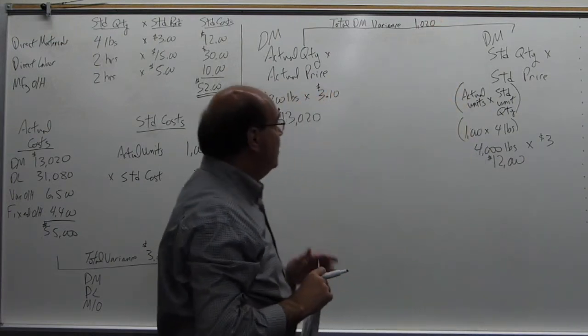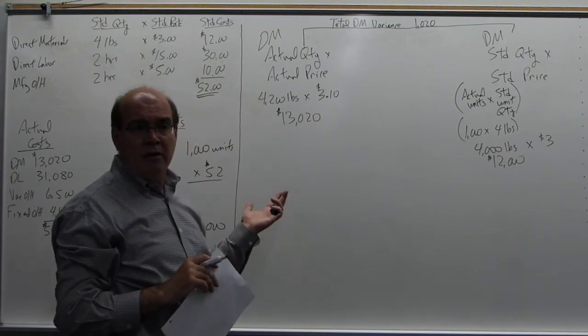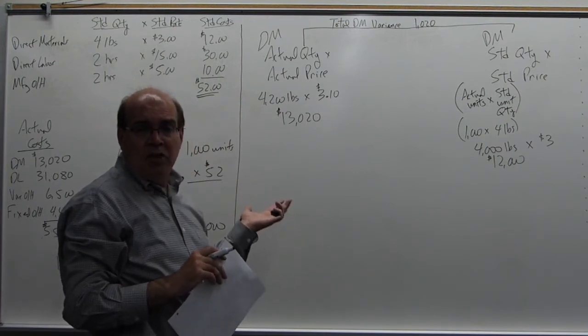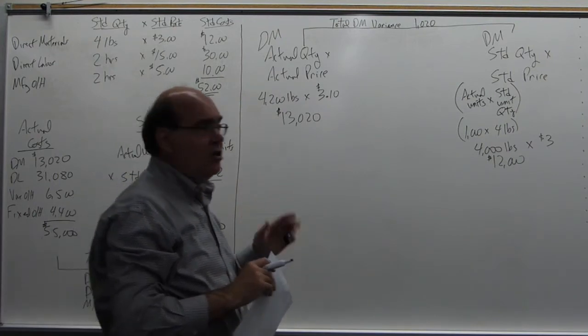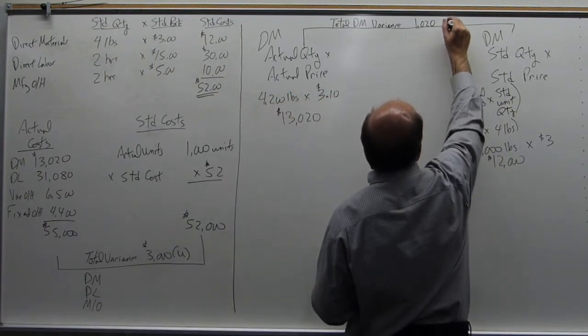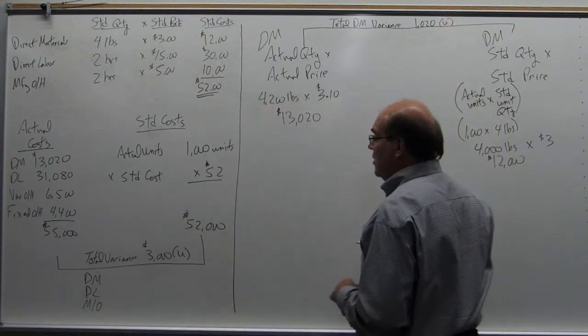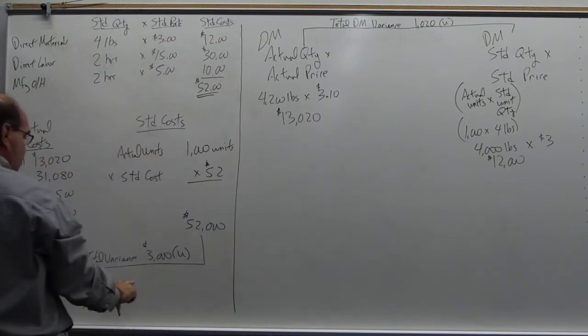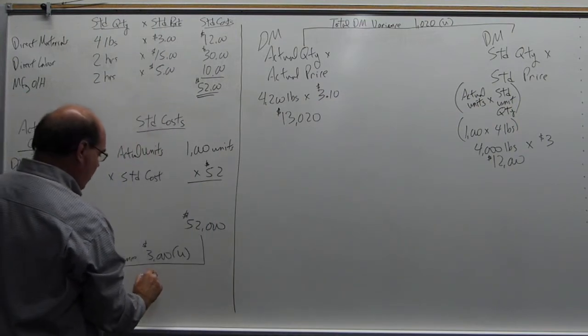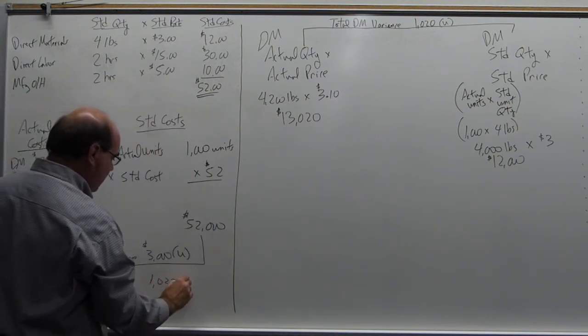Well, ask yourself, are the actuals higher or lower? Higher. And is it good to have your costs higher? No, that's not good. So not good is unfavorable. So that's going to be unfavorable. All right, so we've just answered part of this question. Our direct materials in total are $1,020 unfavorable.